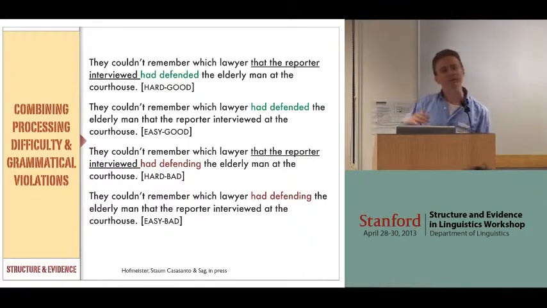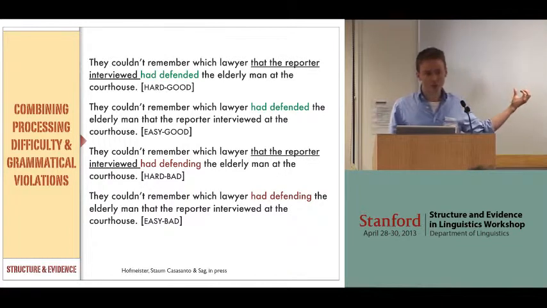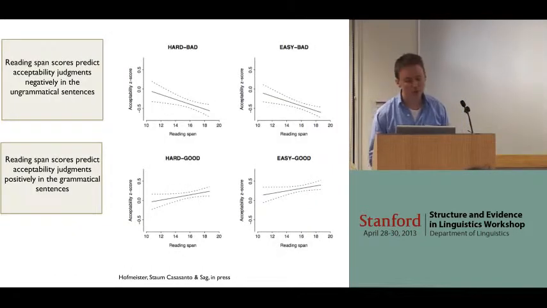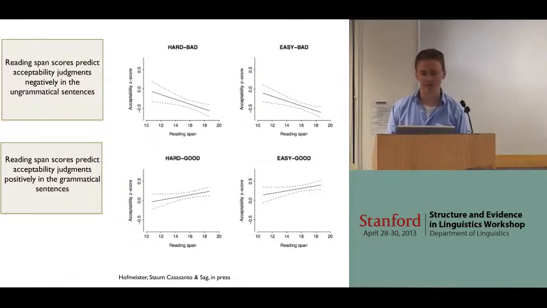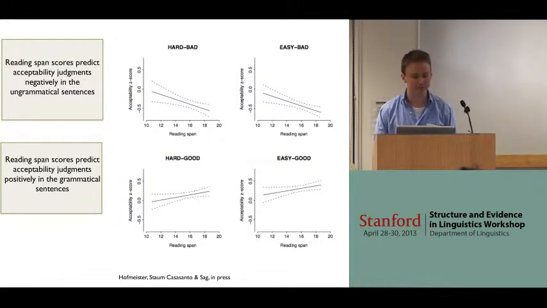So the question now is, if we look at the reading span scores for individuals, in this case, does it look like the example that I just showed you from islands, that is, where there was a positive linear relationship? And the answer is no. When there's a grammatical violation present, it doesn't matter if the sentence is hard or not. The linear relationship is negative, right?